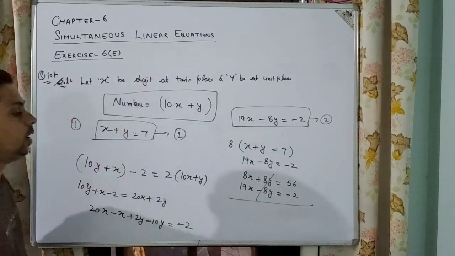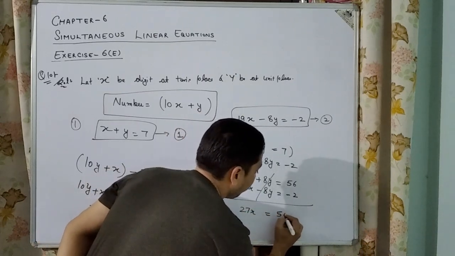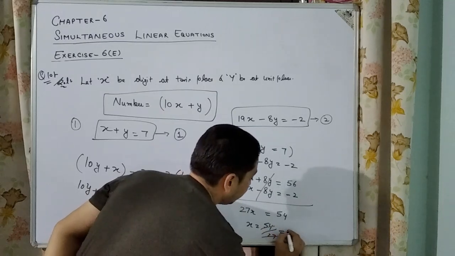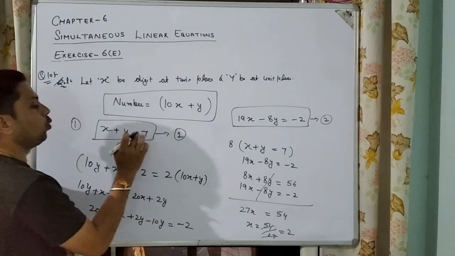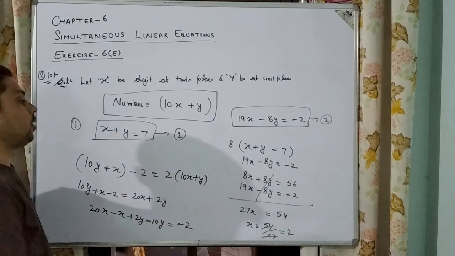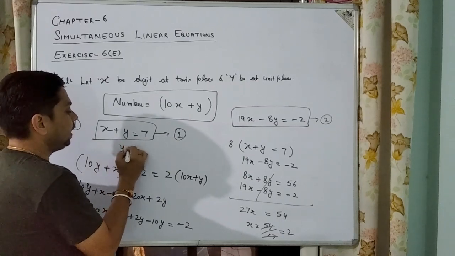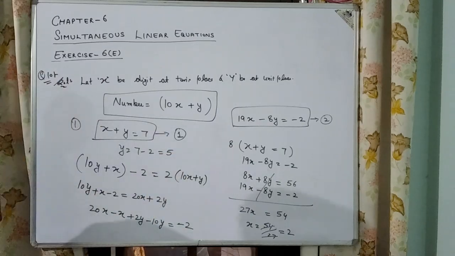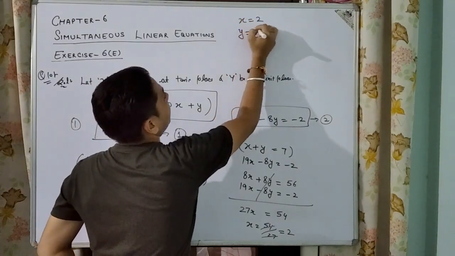Solving these two equations, it will give you 27x equal to 54. x is equal to 54 upon 27, so we have x is equal to 2. Put the value x is equal to 2 in equation 1. When you put it here, you have y is equal to 7 minus 2, that is equal to 5. So the two values are x is equal to 2 and y is equal to 5.